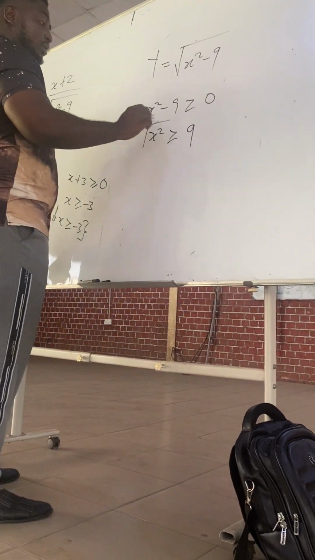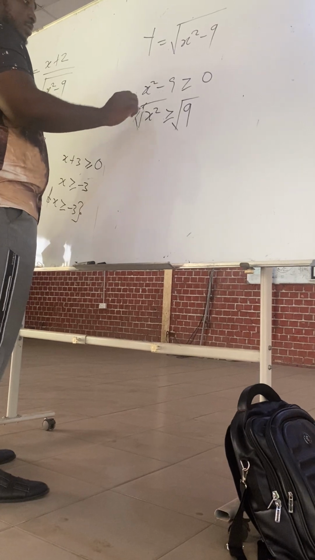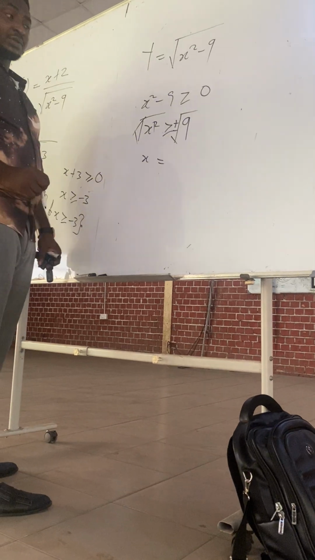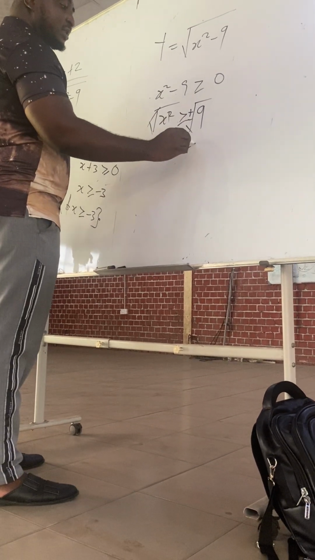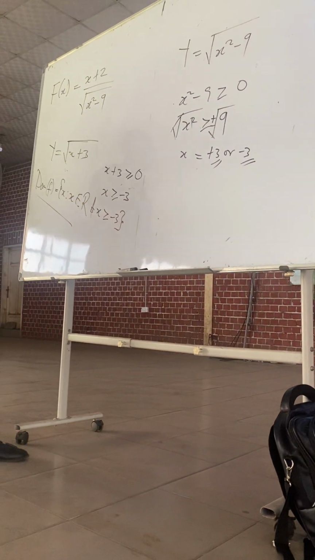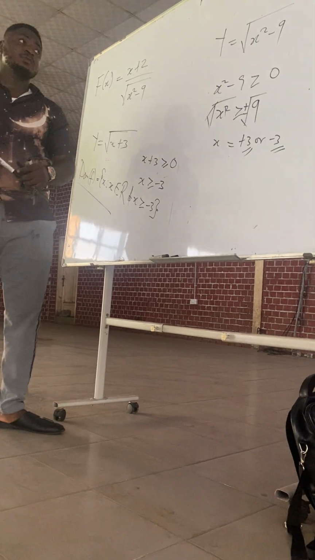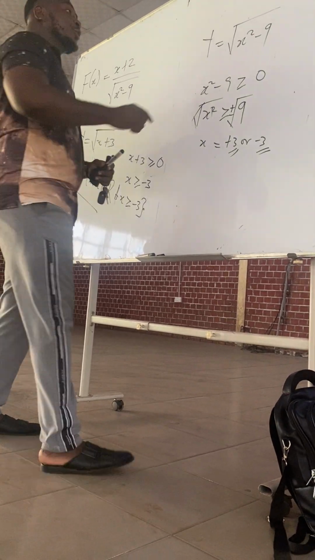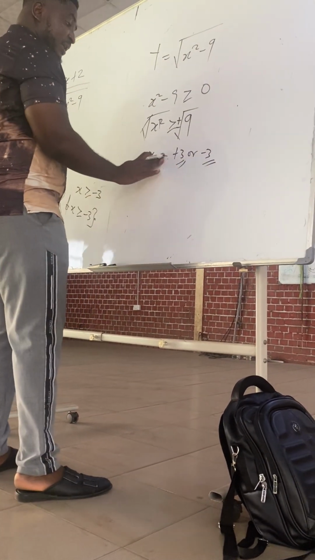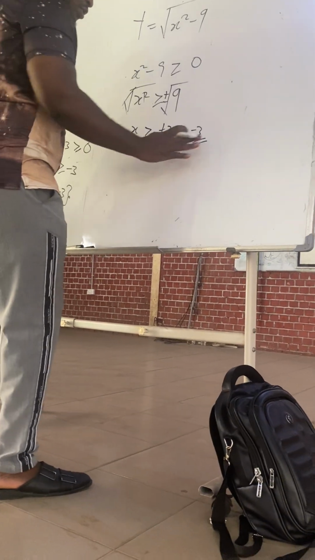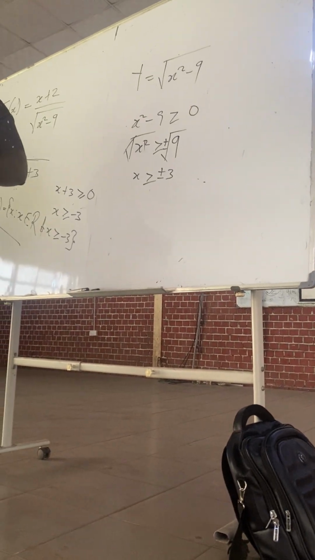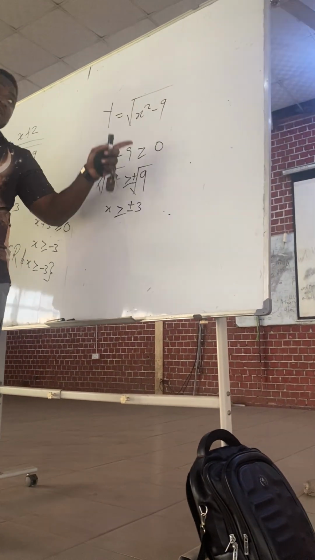Find the square root of both sides. s equals 3. Every square root comes with plus or minus, so the square root of 9 is plus 3 or minus 3. If you put 3 into this function, the function will exist. Did I say equal to? Greater than or equal to? s must be greater than or equal to plus or minus 3, because this is an inequality now. So that is the domain of this function.